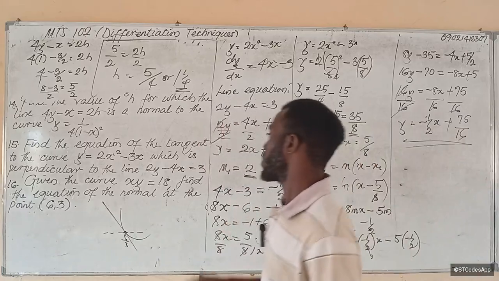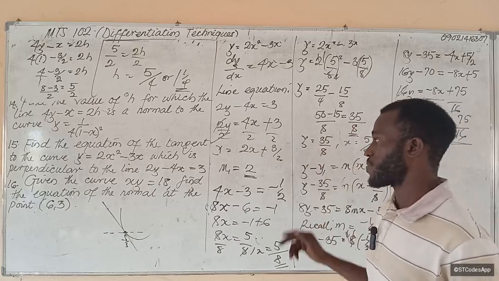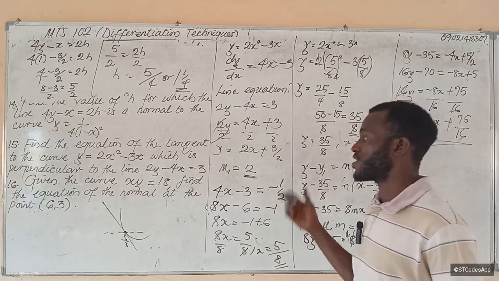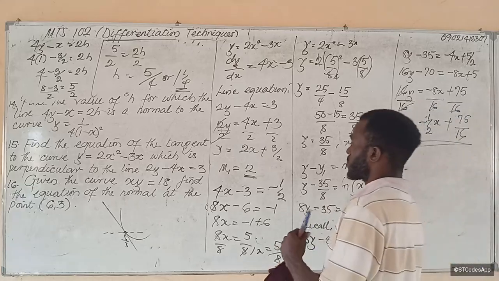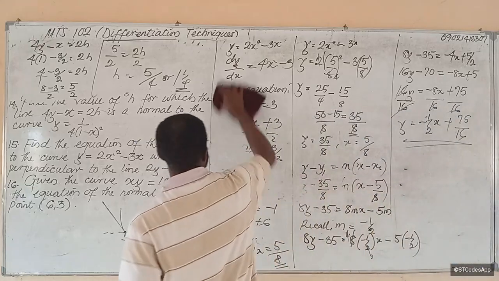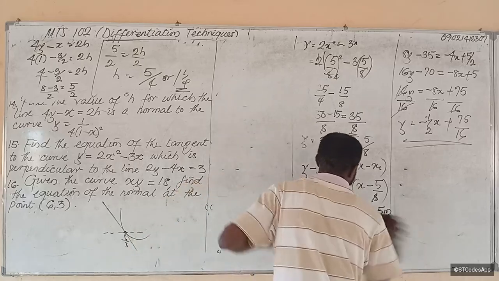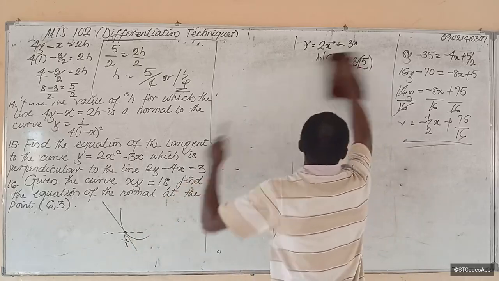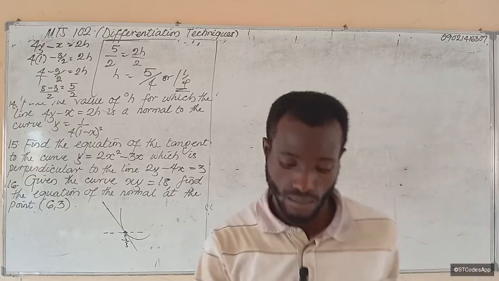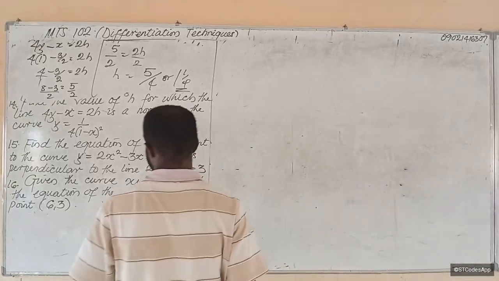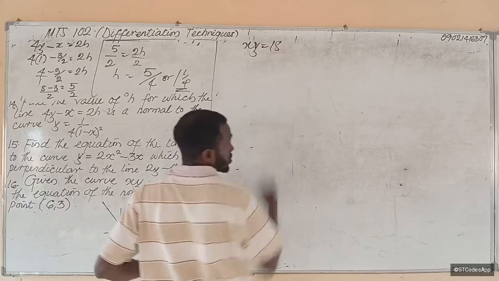All right, let's solve number 16. Number 16 says, given the curve xy is equal to 18, find the equation of the normal at the point 6, 3. So we have our curve: xy equals 18.